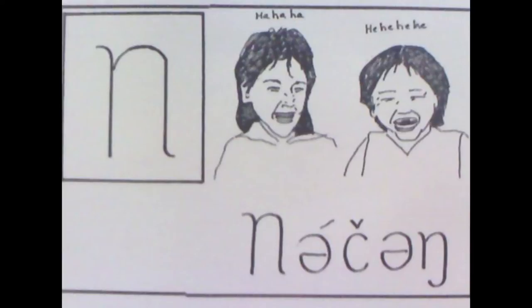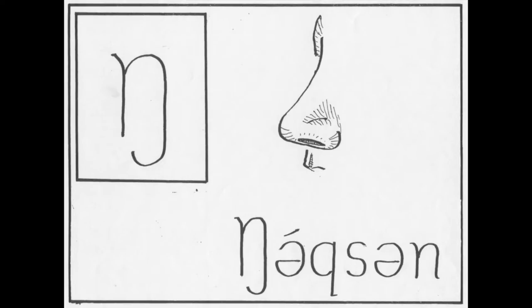It's in the Klallam word to laugh. Nutching. An N with a hook is like an NG combination sound. It's similar to the sound at the end of the English word song. It's in the Klallam word for nose. Nuxen.